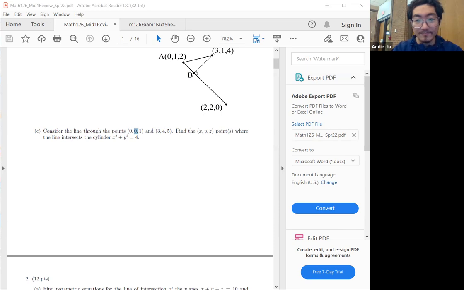It's going to be (3t) squared plus (4t) squared equal to 4. So it's going to be 25t squared equal to 4. Then find the t values here. And then you maybe get 2 different values there. Once you find one, just plug back in to the line, which gives the new vectors.